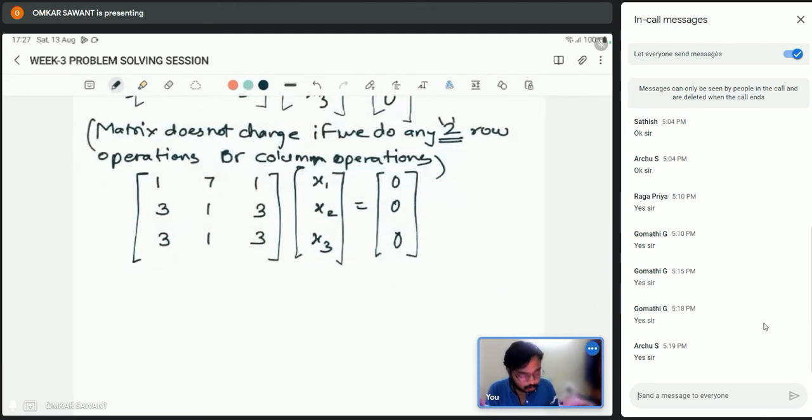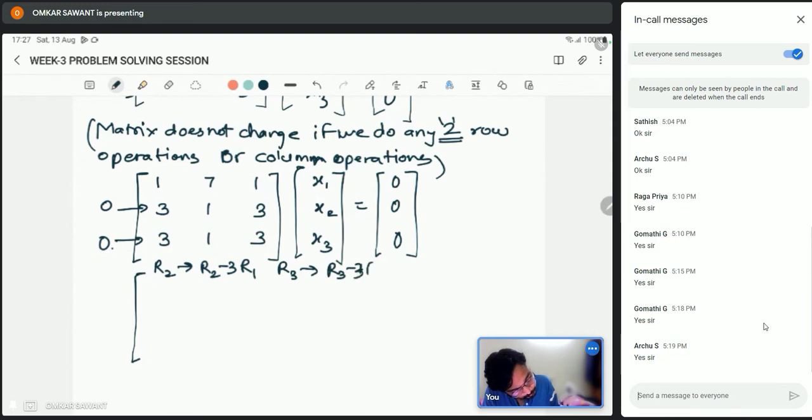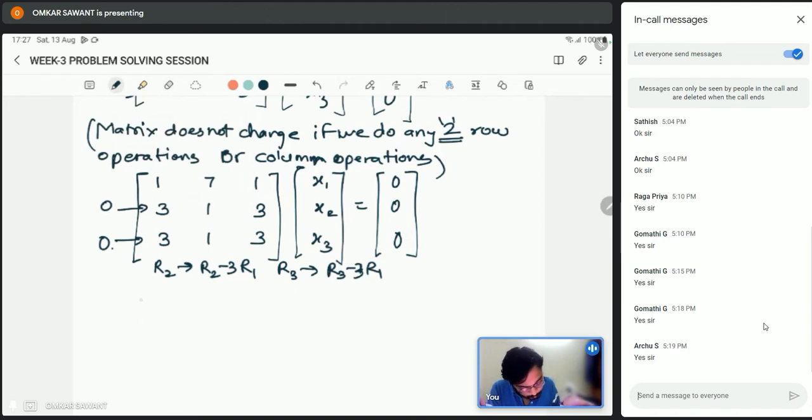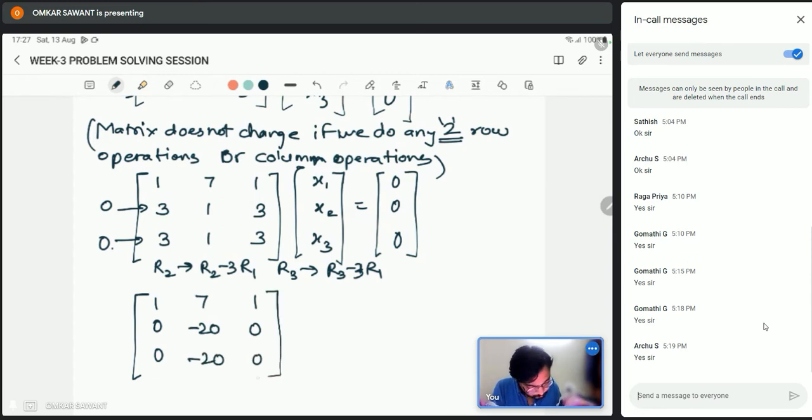Okay, now what will we do? We will try to make these zeros, right? So what operation do we need? R2 gives R2 minus 3R1, R3 gives R3 minus 3R1. Right? So what do we get? 1 7 1 will be as it is. 1 minus 21, 1 minus 21 is minus 20, 3 minus 3 again 0, 1 minus 1 again 0, right? Correct?